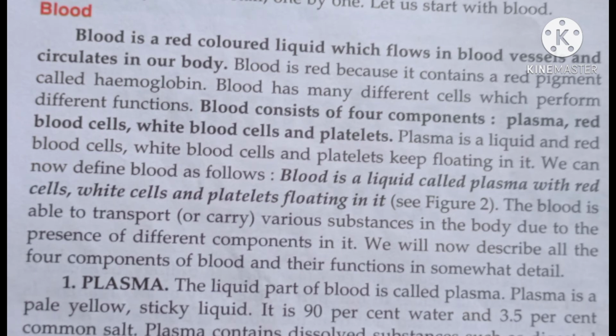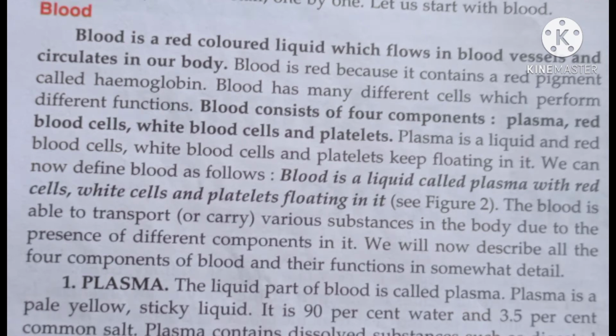Now, what is blood? Blood is a red colored liquid which flows in blood vessels and circulates in our body. It consists of 4 components: plasma, red blood cells, white blood cells and platelets. Blood is a liquid called plasma with red blood cells, white cells and platelets floating in it. We will now describe all the 4 components of blood and their functions in somewhat detail.